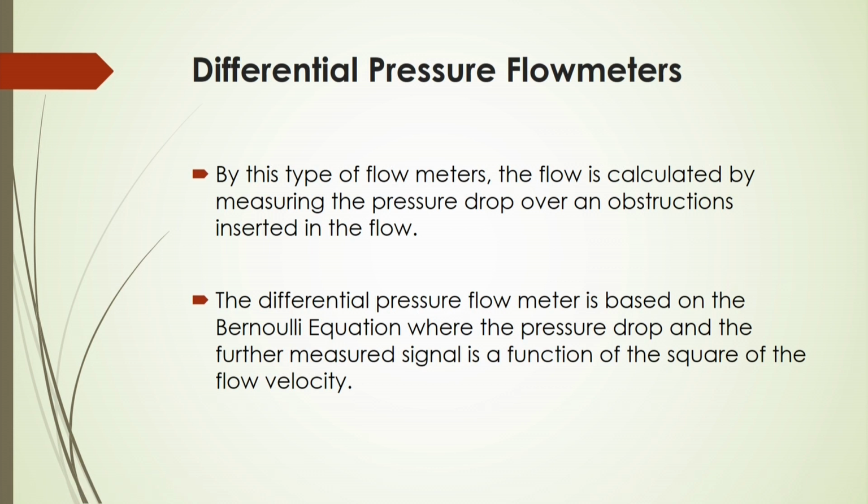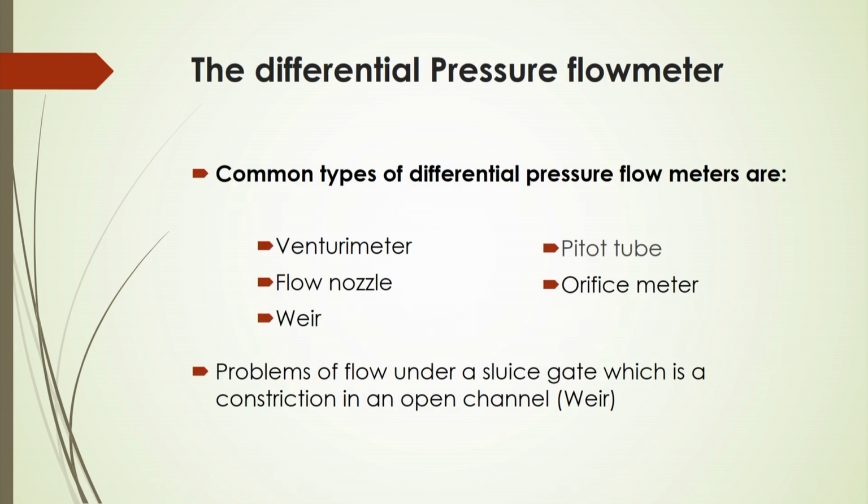A differential pressure flow meter calculates the flow rate based on the pressure drop over an obstruction inserted in the flow. It is based on Bernoulli's equation, where the pressure drop, and hence the measured signal, is a function of the square of the flow velocity. Since the pressure drop is a function of the flow velocity, once you know the pressure drop, you can find the flow velocity, and based on that calculate the flow rate from these pressure differences.